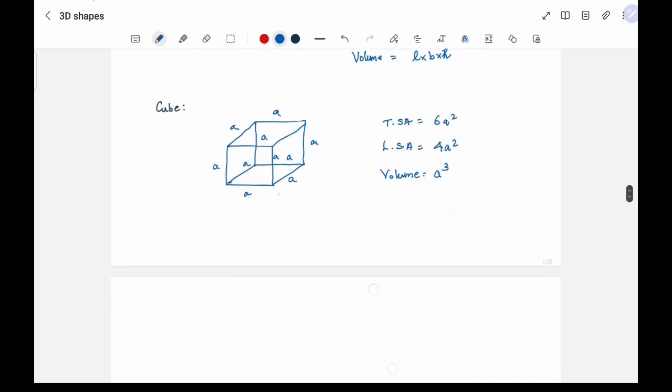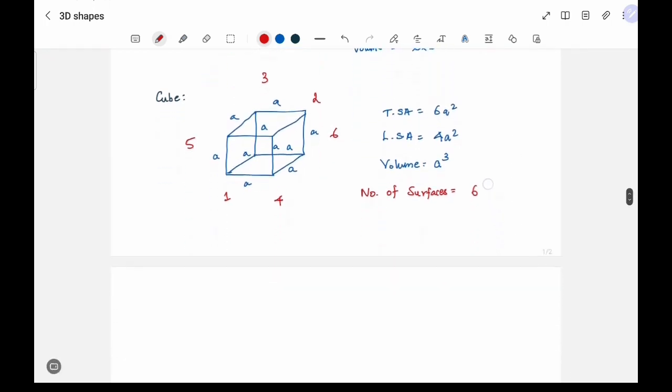So for cube and cuboid, let's count the number of surfaces. We have one in the front, one on the back, one on the top, one on the bottom, one on the left, and one on the right. So we have 6 surfaces. This is the same for cuboid and cube. And number of edges: we have 4 up, 4 down, and 4 of them joining them. So 4 plus 4 plus 4, which is 12 edges. Number of vertices: 1, 2, 3, 4, 5, 6, 7, 8. So we have 8 vertices.